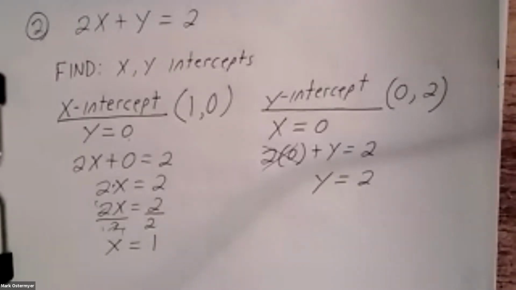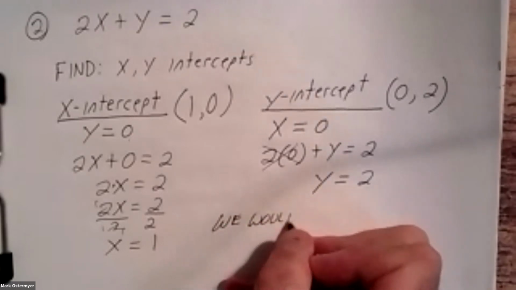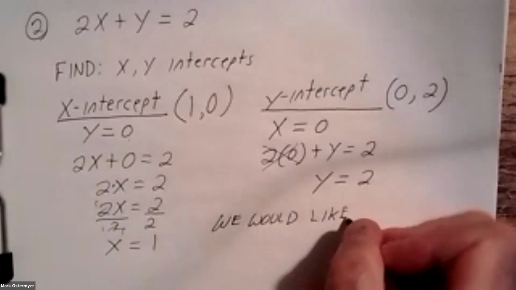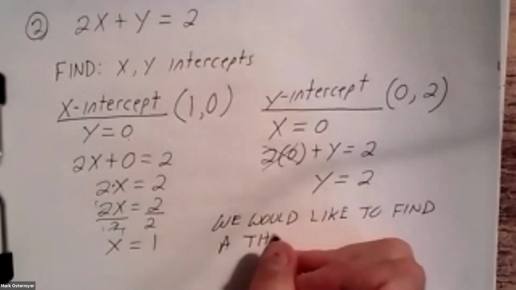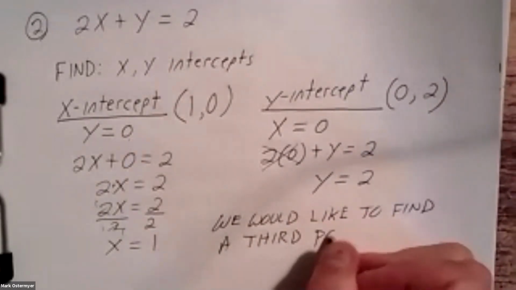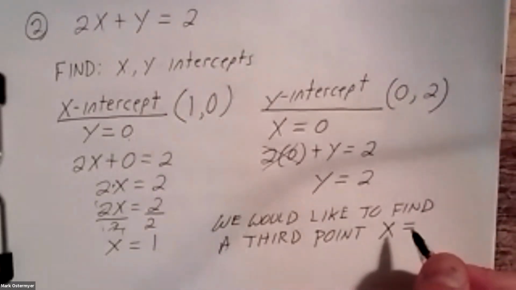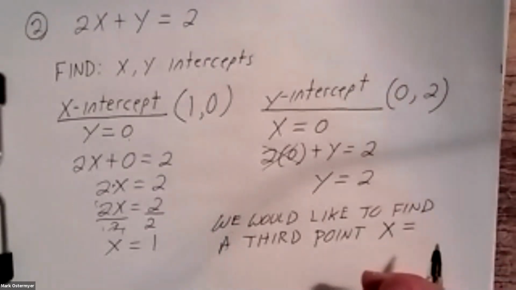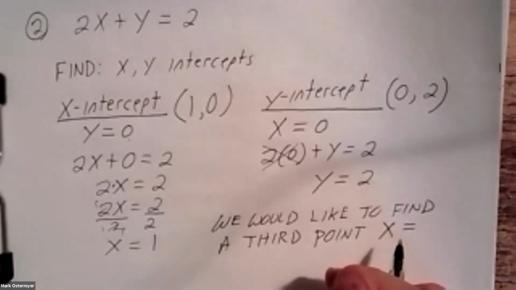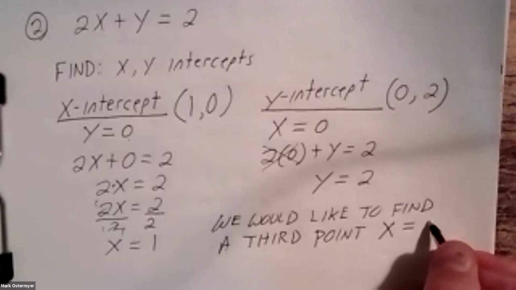What would be another nice value for x? Can you give me another nice value? 4. So we would like to find a third point. What did you say we could use? X equals... maybe you could choose x to be like 2 or something.